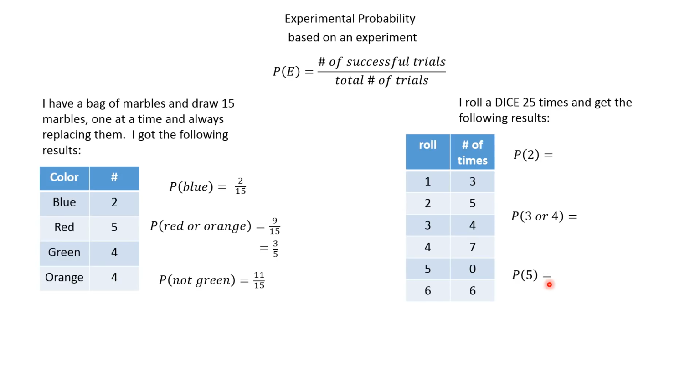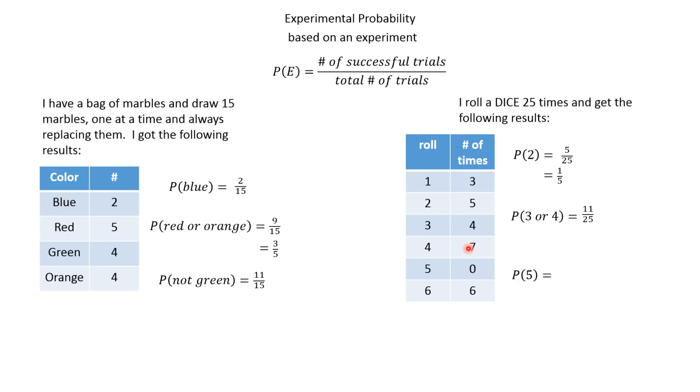So what is the experimental probability of rolling a 2? It's not 1/6. That's theoretical. How many times do we roll a 2? 5. Over how many times do we roll in total? 25. And so we have 5 over 25, which reduces to 1/5. How about the probability of rolling a 3 or 4? All right, so a 3 or 4, that's 4 plus 7, that's going to be 11 over 25.